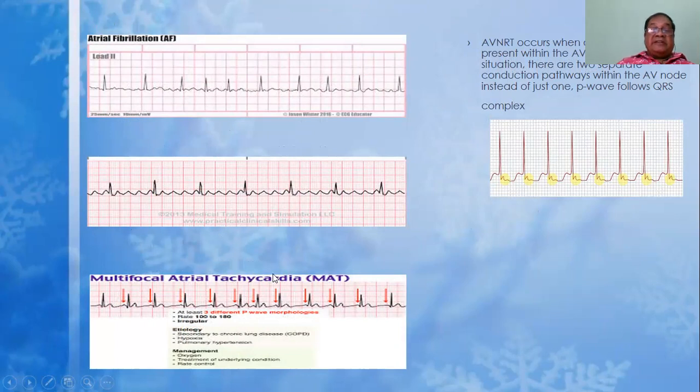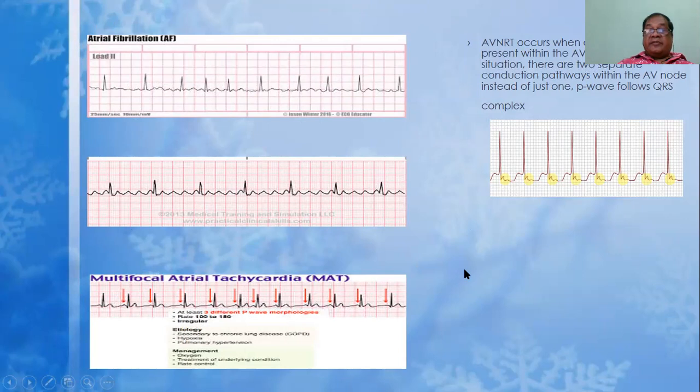In multifocal atrial tachycardia, the heart rate is irregular, that is, the pulse is irregular, and the P wave actually precedes the QRS complex, but the duration is variable. So different types of PR interval will be there. And the P wave configuration is also different in different QRS complexes. It may be differently shaped, it may be flat, it may be biphasic, it may be widened, etc.